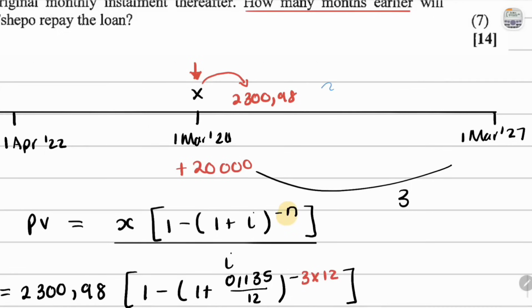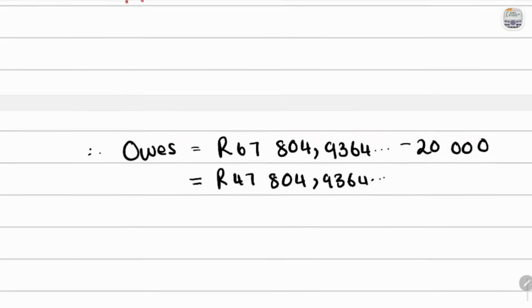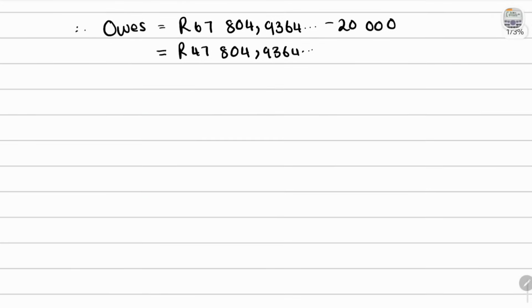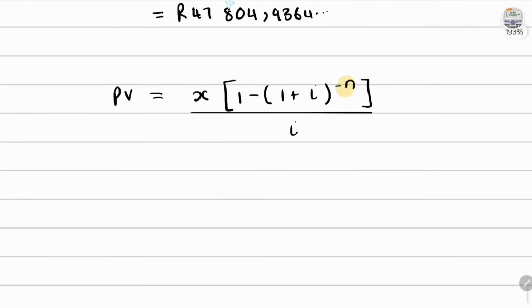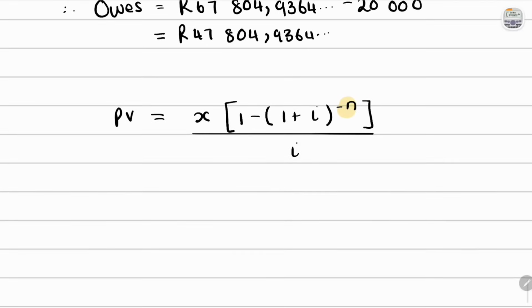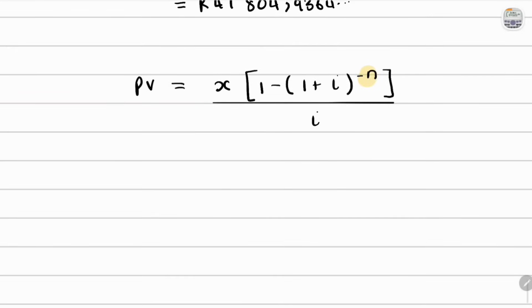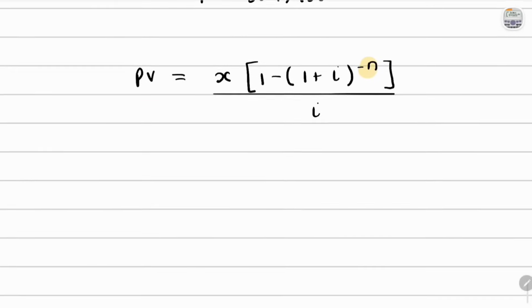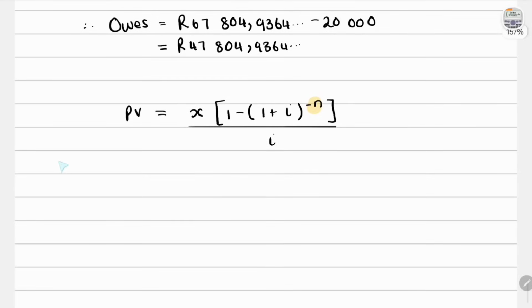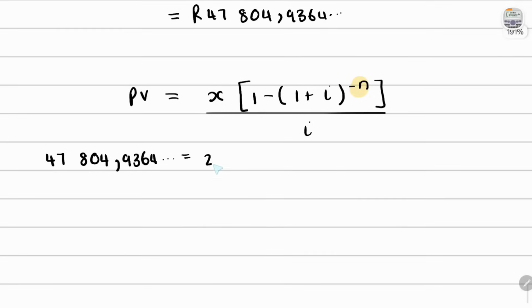So to find out how many months earlier, we need to find out how long it's going to take him from here to finish paying off this loan. We know now this is the new loan. So again, we're going to use the present value formula. Okay, so here's our present value formula again, and we're also still looking for n. X is going to be that 2,300 because he continues paying that. So we're saying if he now owes this, present value is always for the money owed.